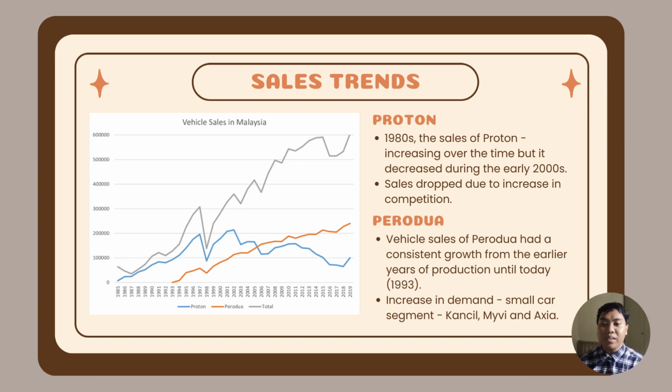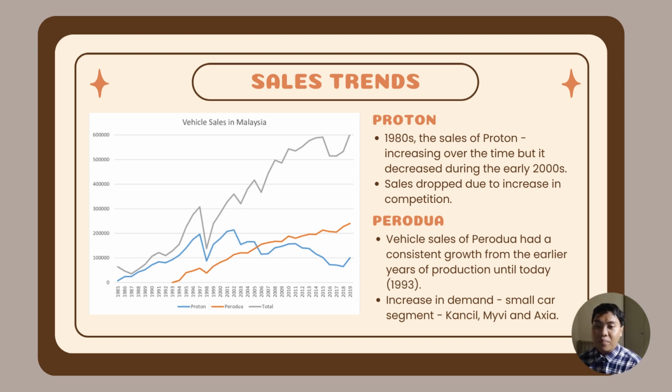The graph above shows the trend of vehicle sales in Malaysia, which consists of two main local brands, which are Proton and Perodua. In the early 1980s, the sales of Proton can be seen increasing over the time, but eventually it decreased during the early 2000s. The joint venture project of Proton and Mitsubishi Motors creates a strong growth in the automobile industry in Malaysia. This was driven by the popularity of the initial Proton models like Proton Saga and also Proton Wira. However, the trend of vehicle sales dropped during the late 1990s and early 2000s due to the increase in competition from the imported vehicles.